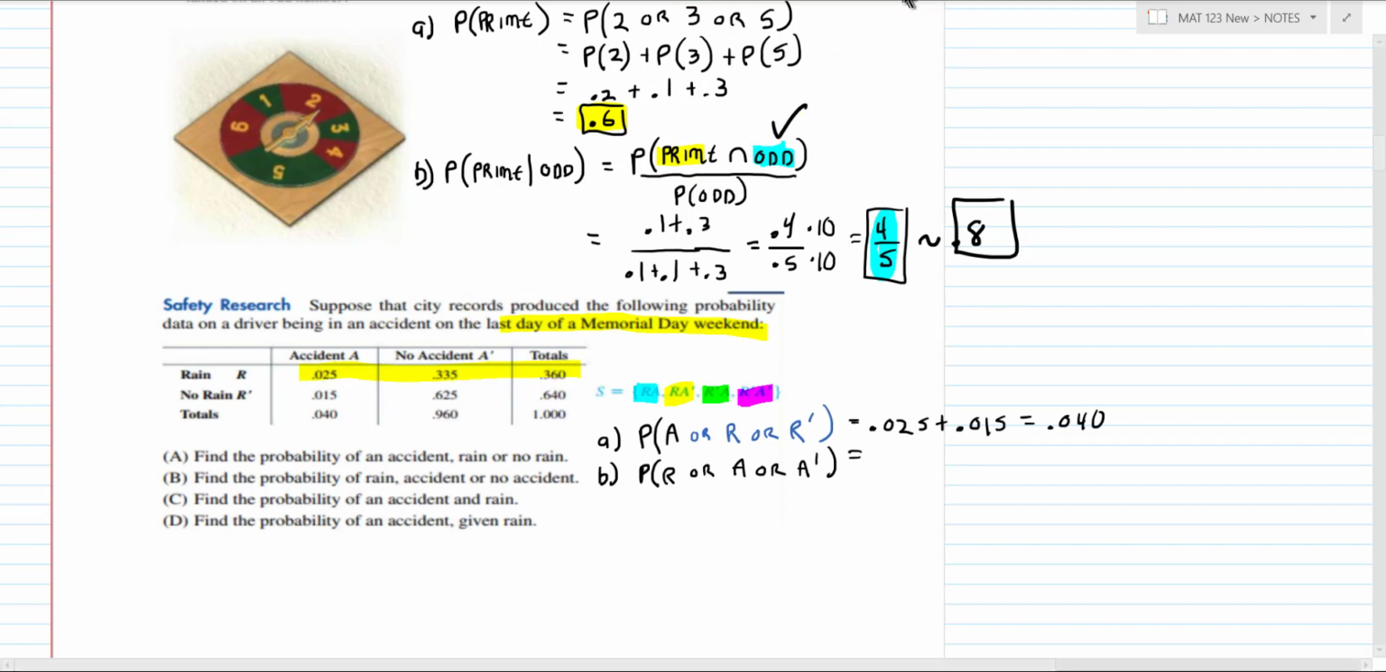It's just the probability of rain and no accident is this. The probability of rain and no accident is that. So you just add up those two.